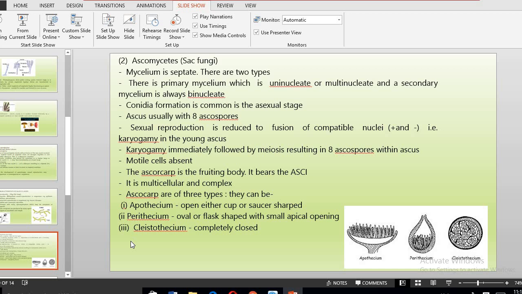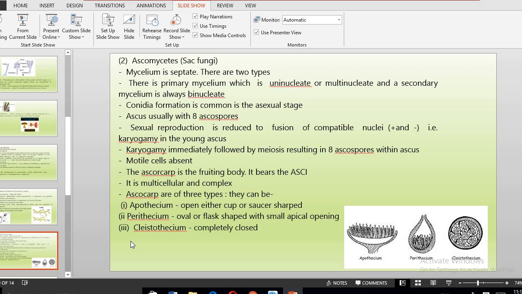The ascocarp is usually the fruiting body, and it bears the asci. It is multicellular and complex. When you look at this fruiting body we are referring to as the ascocarp, there are three types that can occur in the Ascomycetes.